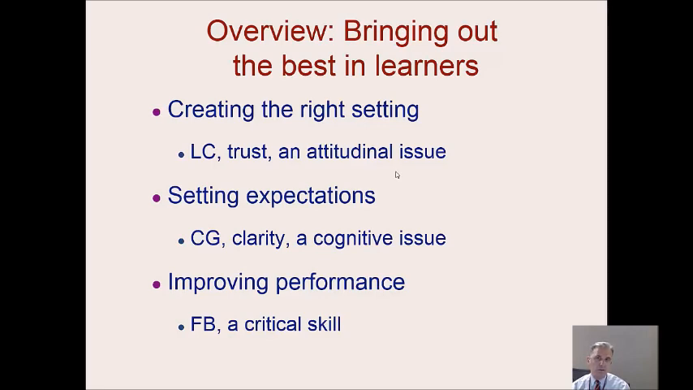And the second pillar in bringing out the best in people is setting out expectations. This is the category of communicating goals, in which clarity in the expression of goals is very important. This is, if you will, a cognitive issue. Finally, improving performance requires feedback, which is a critical skill that everyone needs. These categories are really the basis of educational leadership.